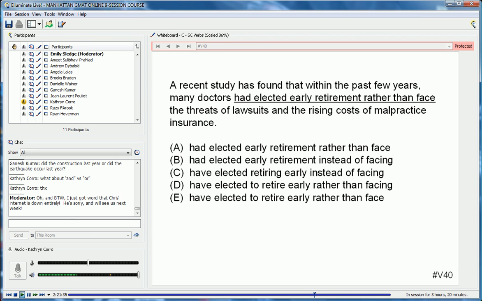I focused on the first split, which was had elected or have elected. In that case, since it said a recent study has found that within the past few years, many doctors, I wanted it to be essentially the same time frame, so I kept with have and didn't go with A or B. And then the next split was retiring or to retire. I went with to retire because I also liked how, with the choices between facing and face, it says you have elected to retire early rather than to face the threats of lawsuit. Now, I don't know if that's fully correct, but that's what I went with. So I went with E.